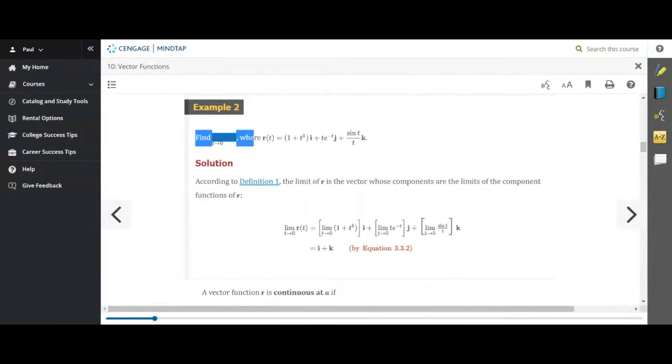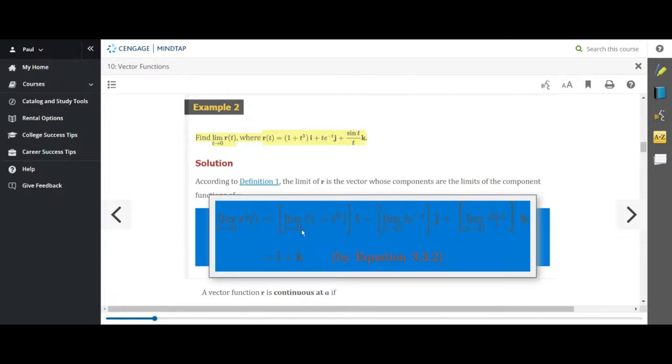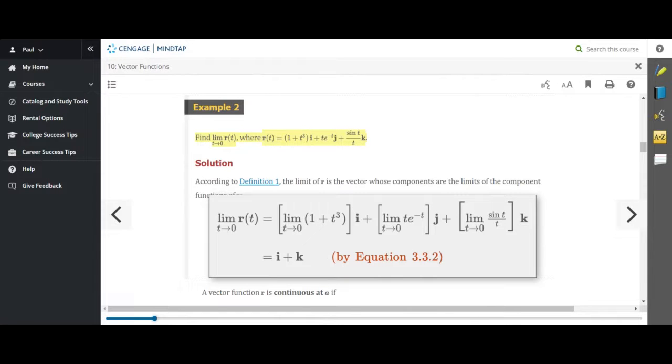they want you to find the limit of this vector function as t approaches 0, and the vector function has components 1 plus t cubed, t times e to the negative t power, and then sine of t over t. And if you want to take the limit as t approaches 0 of this vector function, well, they show you here what that limit is. It equals the vector i plus k.